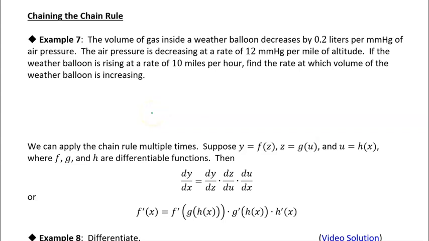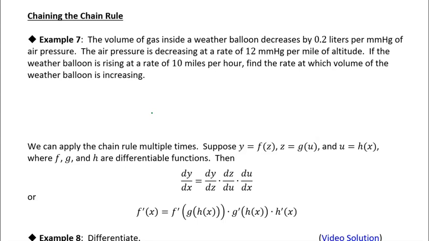All right, in this example, we have a weather balloon, and we're told that the volume of gas inside the weather balloon decreases by 0.2 liters per millimeter of mercury of air pressure, right? So, as you would expect, as the air pressure increases, the volume of gas inside the balloon decreases. Okay, so this is actually a negative rate.